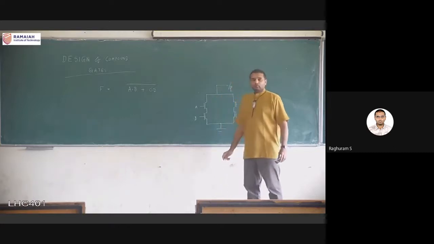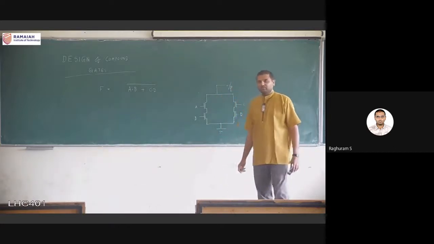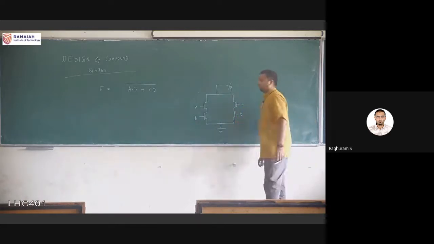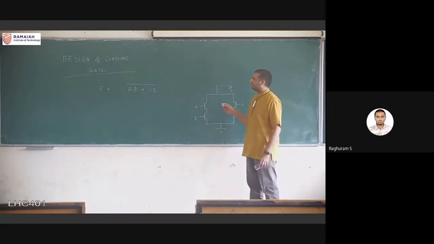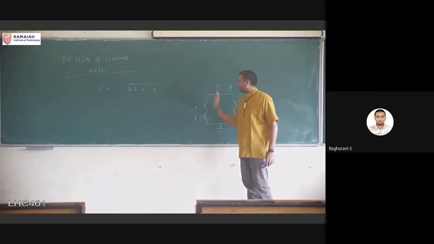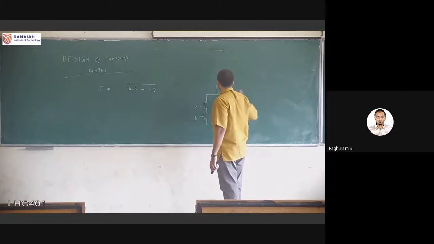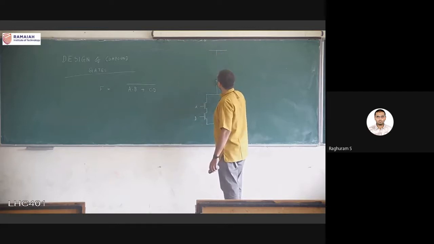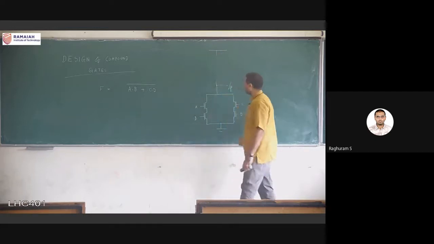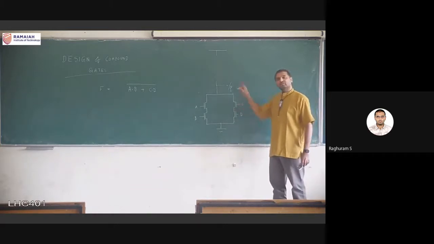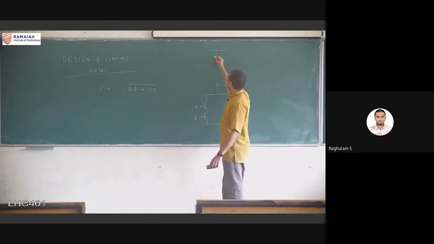Okay, so AB plus CD, AB plus CD. This is the pull down network. Once this is done, we don't have to look at the function anymore. Just make the opposite as the pull up network. So two branches in parallel, which means two branches in series. Okay, and within that also they are in series, so they have to become parallel.